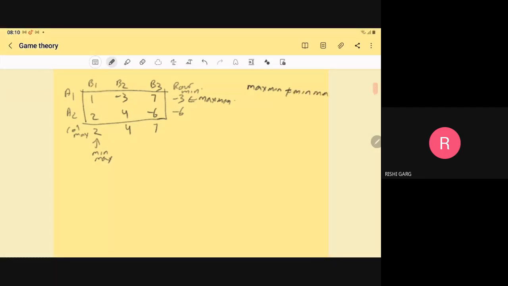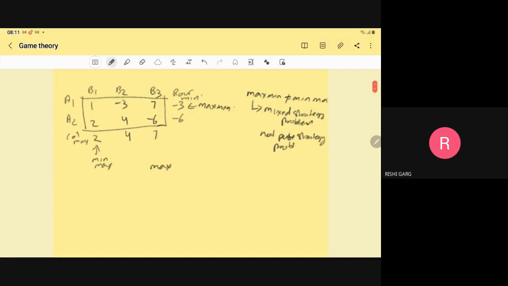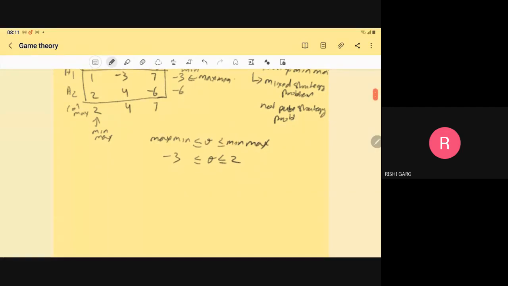So when maximin is not equal to minimax, it implies that it is a mixed strategy problem, not a pure strategy problem. In this situation, the value of the game always lies between the maximin and the minimax. So for this question, the value of the game lies between minus 3 and 2 only. Now we have to determine the value of the game.